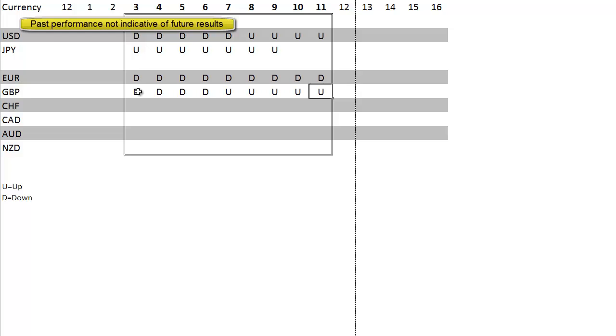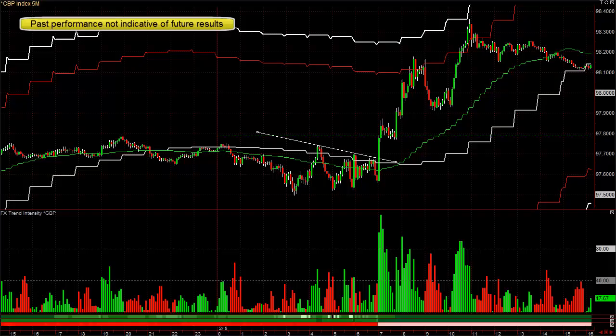Alright, so now that we have a list of currencies that are strong and weak, you can see the dollar was weak most of the day. So was the euro and the pound, but the yen was up. So we want to sell the euro yen, sell the pound yen. Alright, that's it. That's all you do.